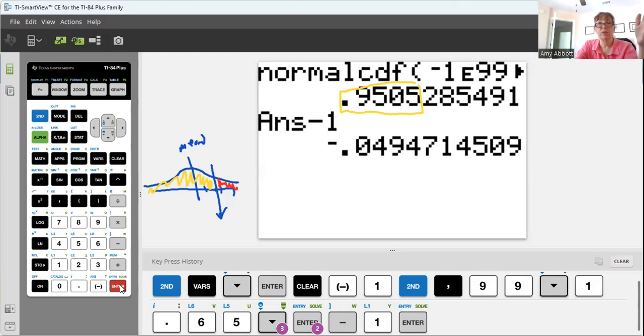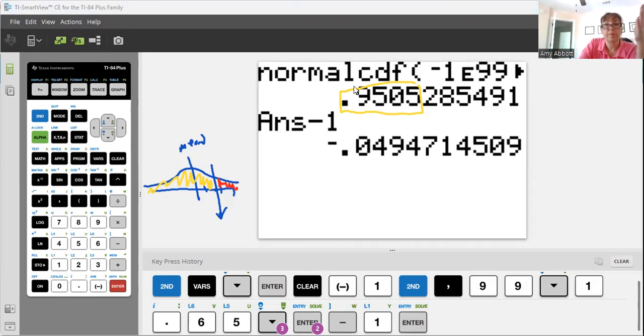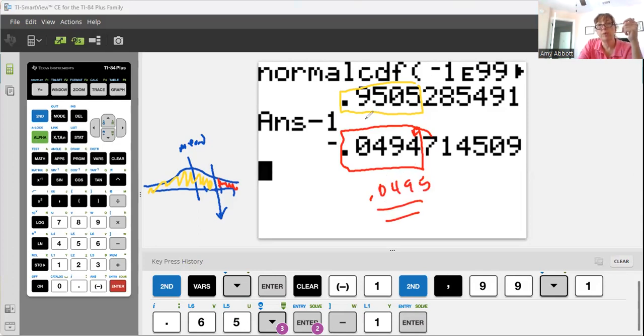So anyway, the answer to 4 decimal places. You're going to have to round it up to 5, so it would have been 0.0495. And notice those two numbers add up to 1. So the area to the left and the area to the right of it together add up to 1.